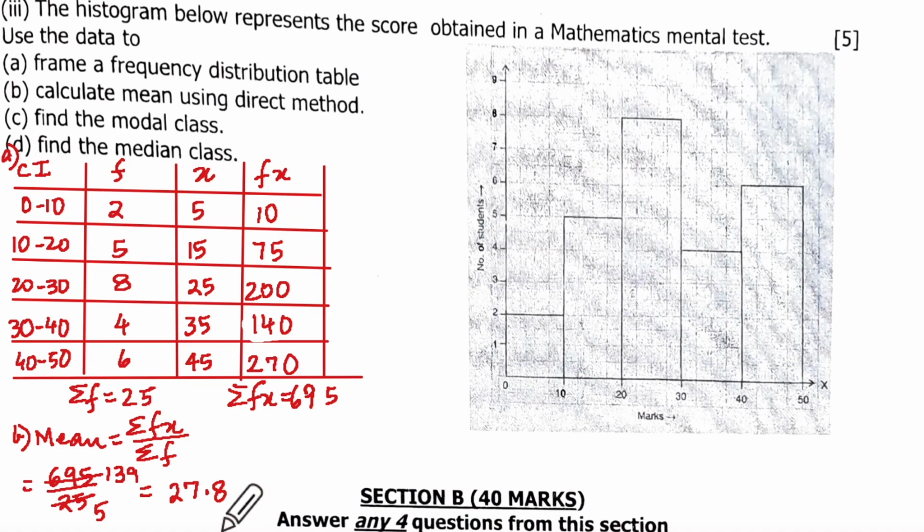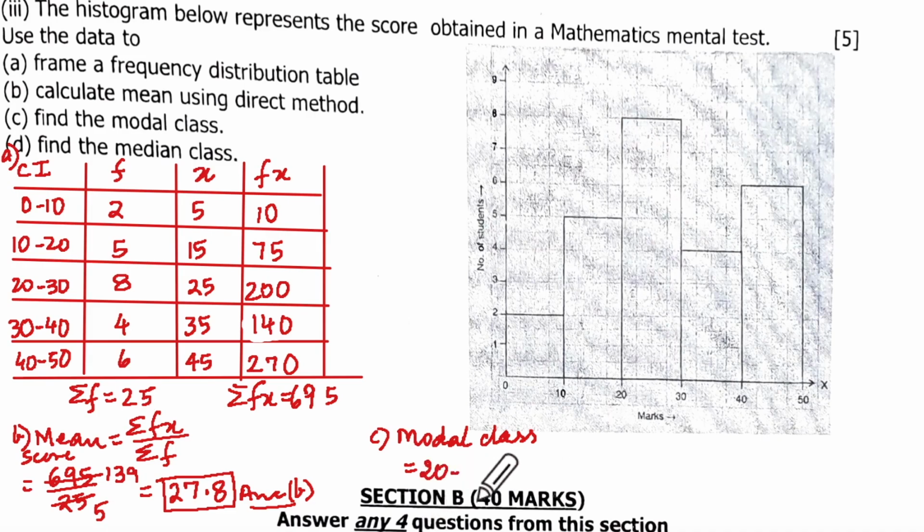Yeah, so this is mean marks, mean score. This is the mean score. Let us write over here mean score. Okay, so this is going to be our answer B. All right, now they are asking us to find the C part, that is modal class. So modal class is with highest frequency, so that is here it will be 20 to 30. Okay, that is your answer C.